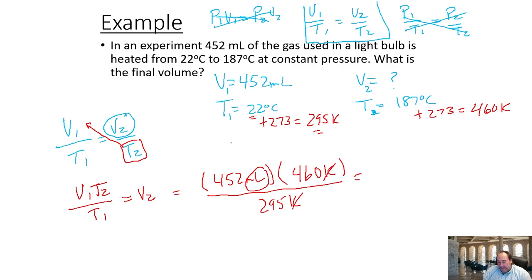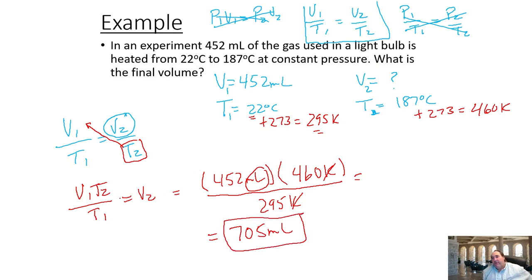And we'll take 452. We're going to times it by 460, equals, divided by 295. And I think we're going to end up here perhaps at 705 milliliters.